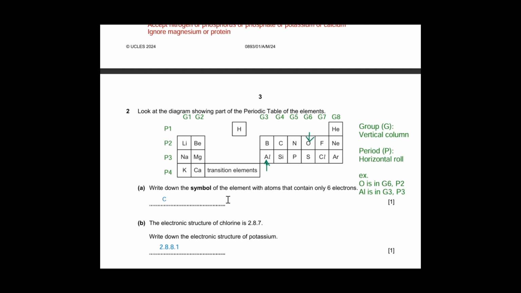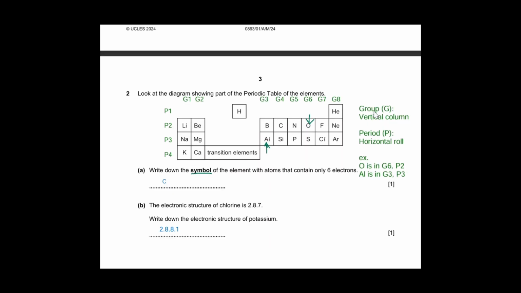Now listen, it is the symbol, not the name of the element. So you can see that symbol is clearly written in bold here. So please, when you are solving questions, it is very important to pay attention to those details as given in the command words, using the instruction right there in the question.